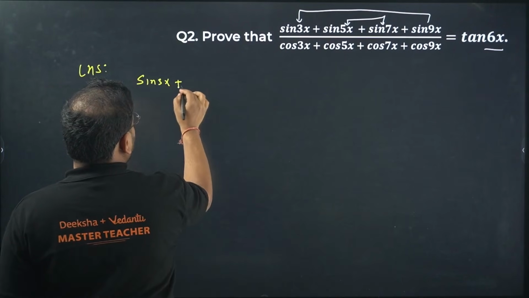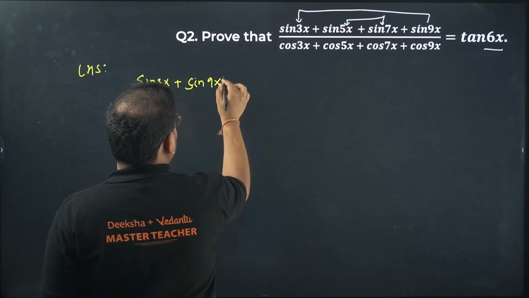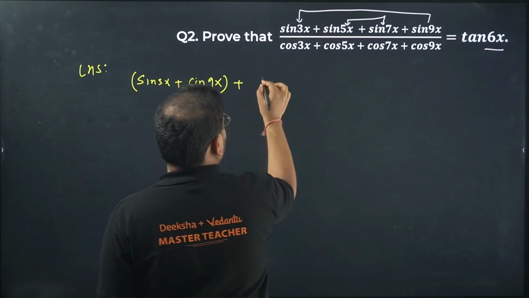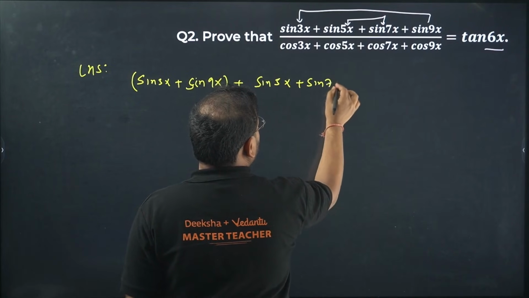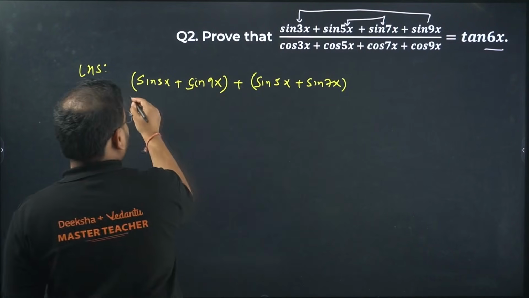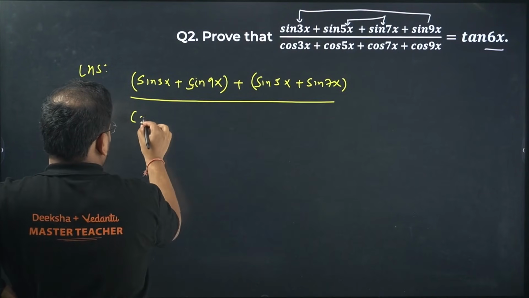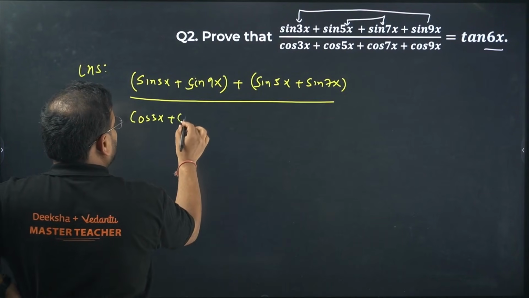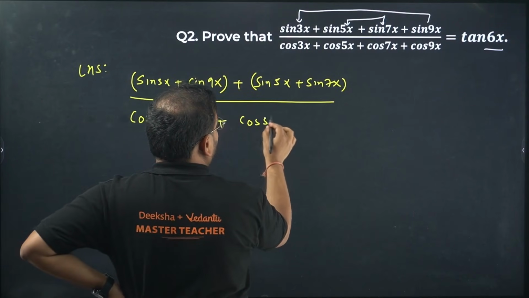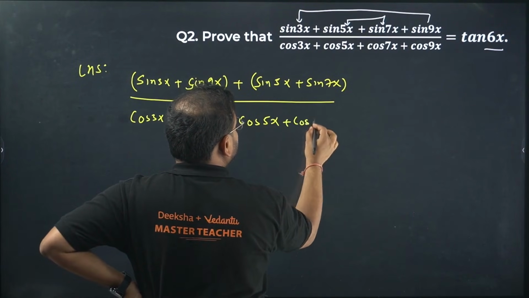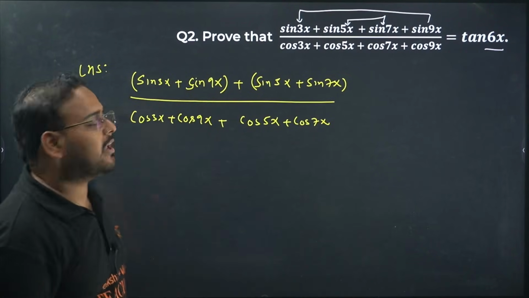Sine 3x plus sine 9x, one of the combination. Same way, sine 5x plus sine 7x. Same way, we can write the denominator also: cos 3x plus cos 9x, and we have cos 5x and cos 7x. Combination is clear. Now we're going to move on and write the formula.